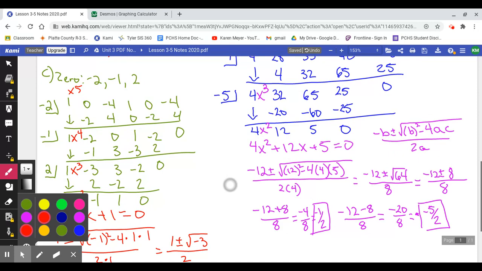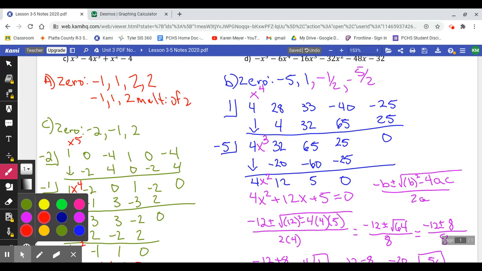So I'm going to go back up here. And next to my zeros, I'm going to add in 1 plus or minus i square root of 3 all over 2. And that is how I come up with my 5 zero answers.